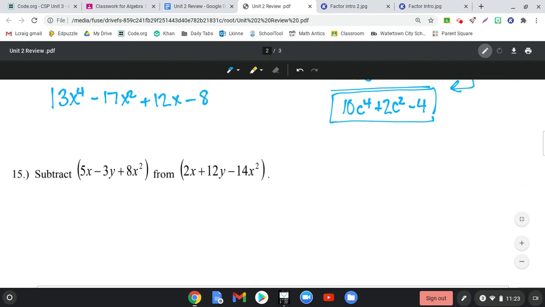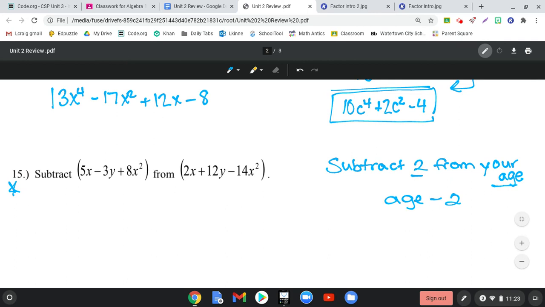Now, number 15 tends to throw us off a bit because of the order. If I said subtract 2 from your age, are you going to do 2 minus your age or your age minus 2? You're going to do your age minus 2. Otherwise, you'd get a negative number, right? If I subtract 2 from my age, I'm going to be 2 years less than what I am. But notice the order switched. So where you see this word subtract, that's where your minus sign goes.